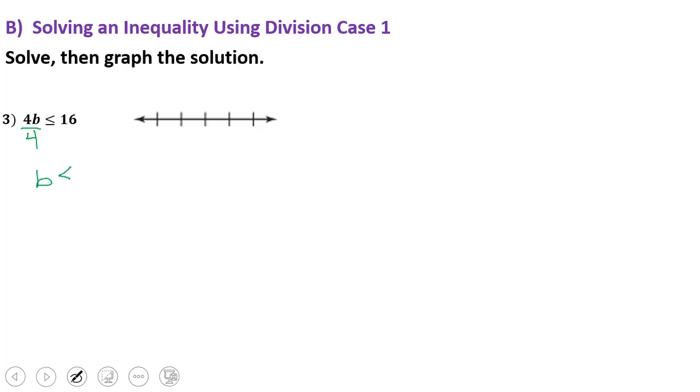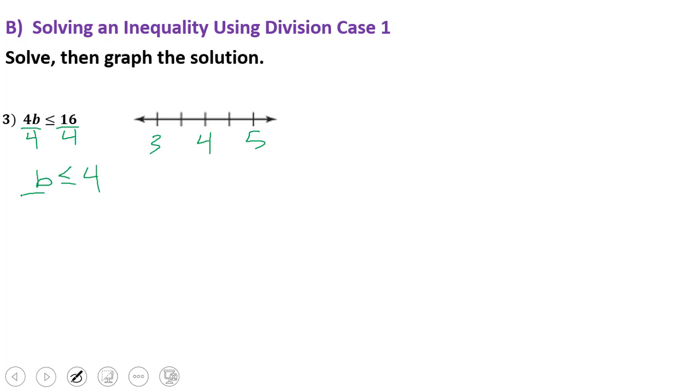I know my inequality is going to remain true because case 1 says anytime I use my property of inequality of dividing by the same positive number on both sides, the inequality will remain true. And 16 divided by 4 is 4. I have my target number 4. One greater is 5, one less is 3.